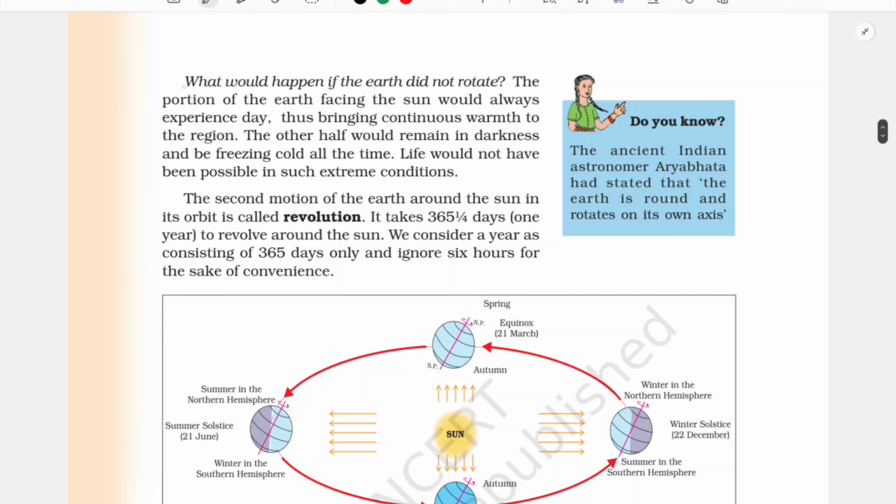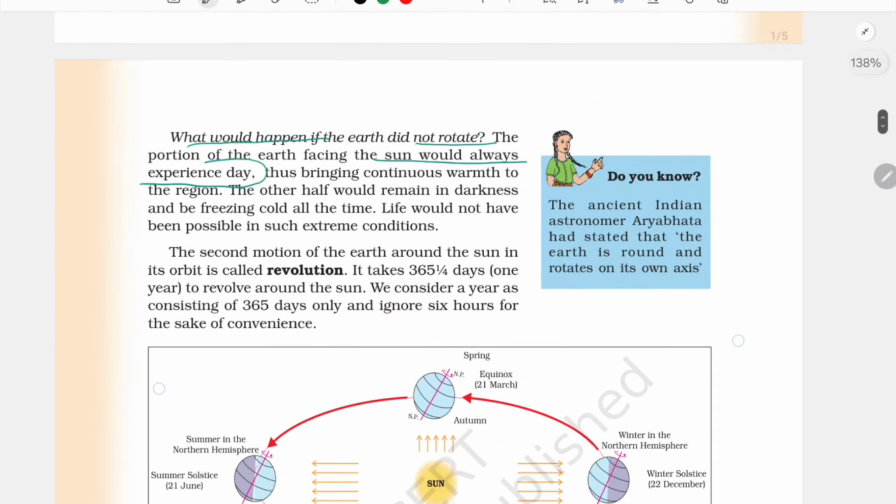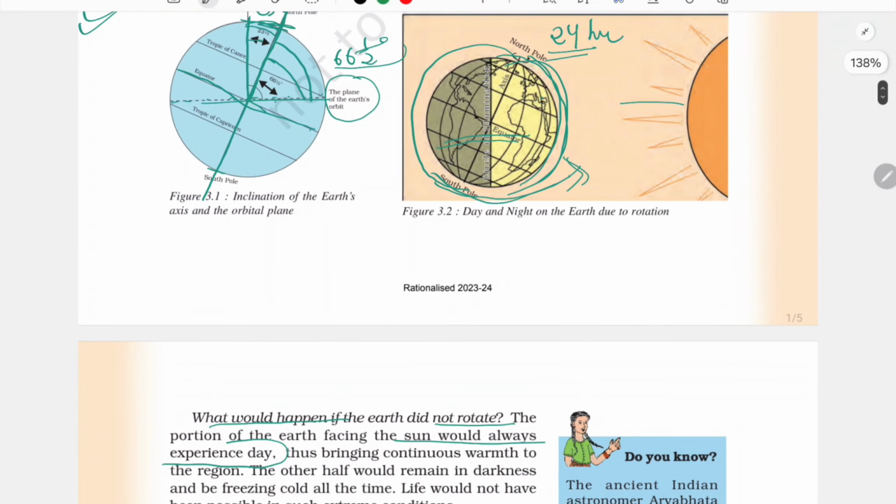And imagine what would happen if the earth did not rotate. If the earth was standing still, then one portion would be getting the light throughout the time and another portion would be dark throughout the time, isn't it? And life would not be possible. The portion of the earth facing the sun would always experience day. See, this half portion over this picture will always face the sun.